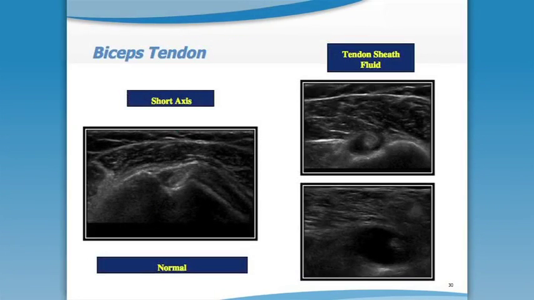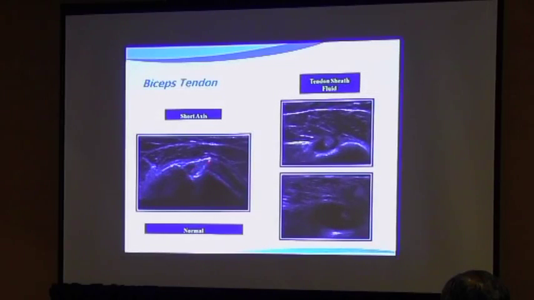Some pathology real quick. Biceps tendon, short axis, fluid around. This is probably a normal amount. Not probably, it just flat out is. This can be a normal amount. When you get this much fluid around the biceps tendon, that's an abnormal amount, probably reflecting biceps tenosynovitis or rotator cuff tear.